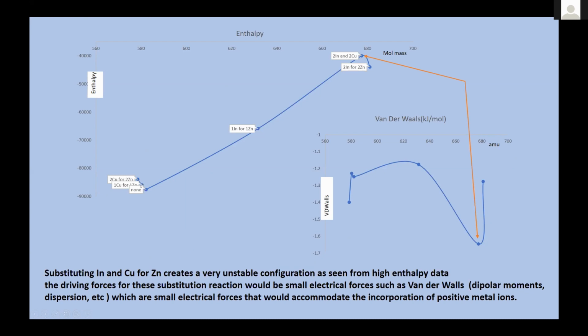When you start incorporating one copper atom into the structure, the enthalpy increases a little bit. You incorporate another copper, it increases a little bit. However, that's nothing. The tightening of the structure does not put that much of a problem for sphalerite. But the moment you start incorporating indium, the enthalpy increases significantly. And as you start incorporating more indium and copper, the enthalpy increases even higher.